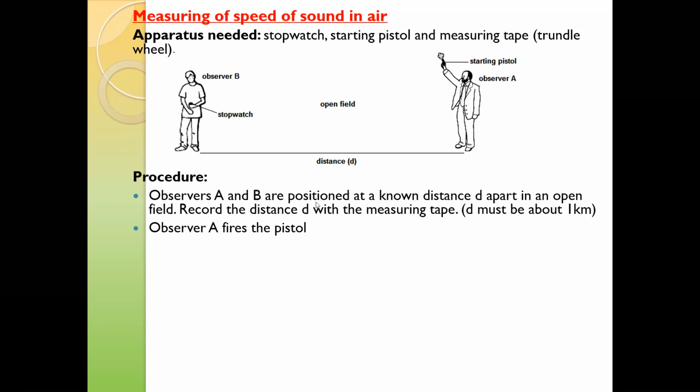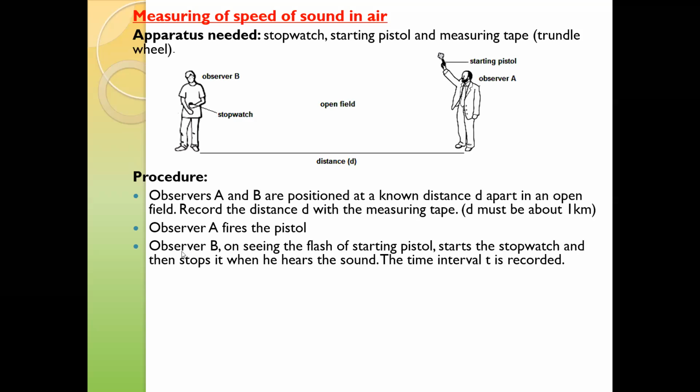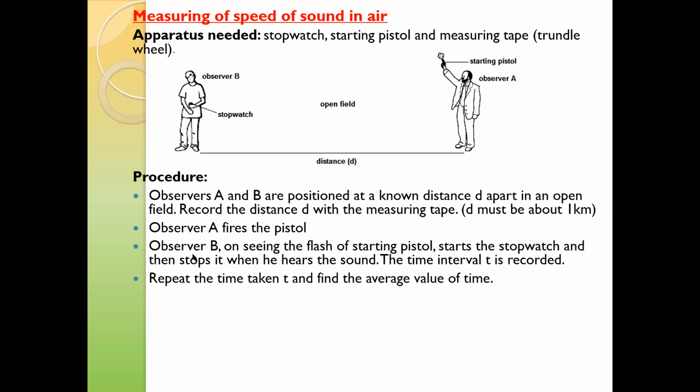So observers A and B are positioned at a known distance, and we record the distance D. Observer A fires a pistol and observer B sees a flash. He will start the timer, and when he hears a bang, he will stop the timer, and repeat the experiment for accuracy. We measure the distance between observer A and observer B using a measuring tape, and distance divided by time gives us the speed.